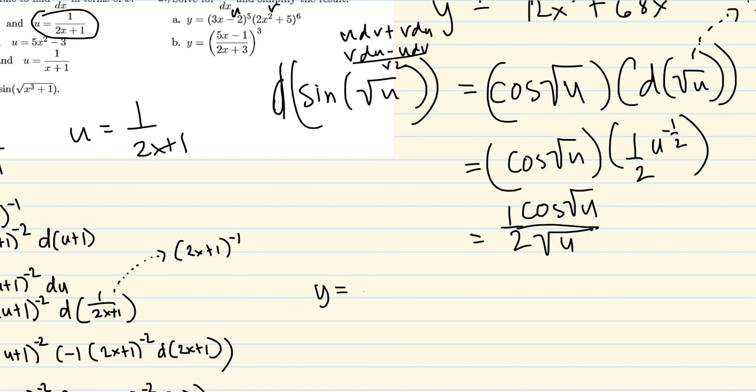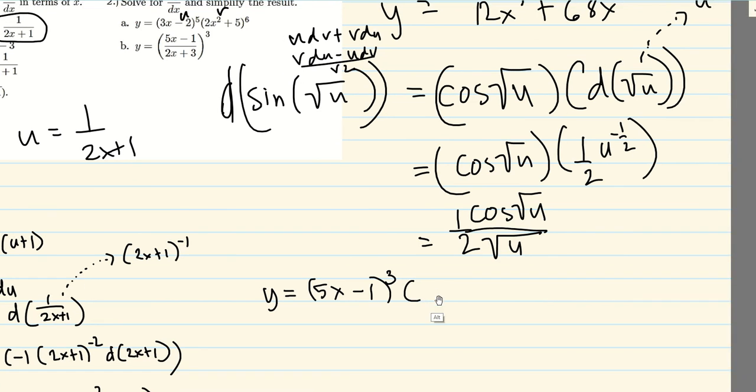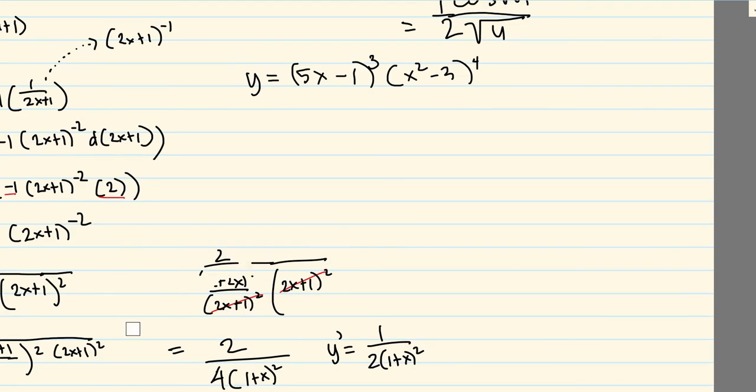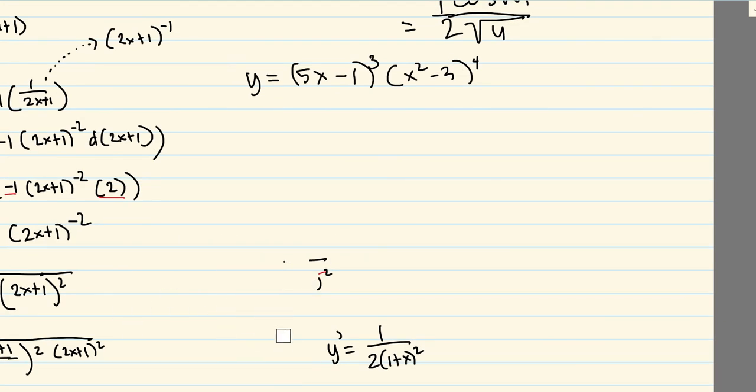We have y equals, let's not use 3x but just almost the same, (5x - 1) cubed times (x squared - 3) to the power of 4. Okay, so that is our example. Let me just erase this for a minute. So what you're going to do is you have u here and this is v.